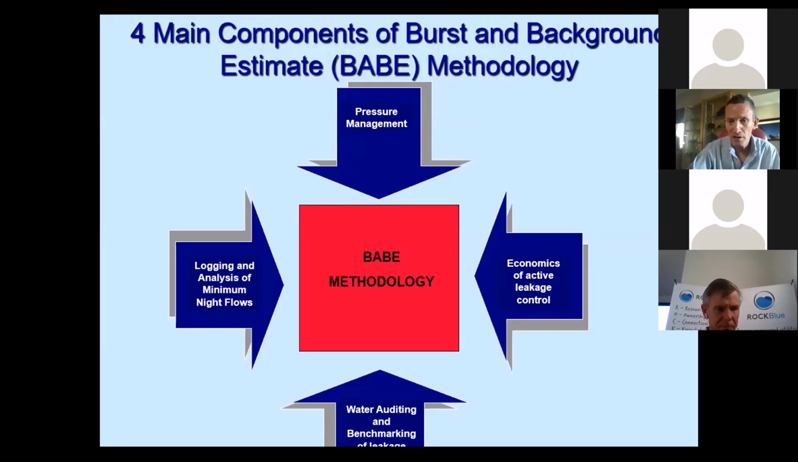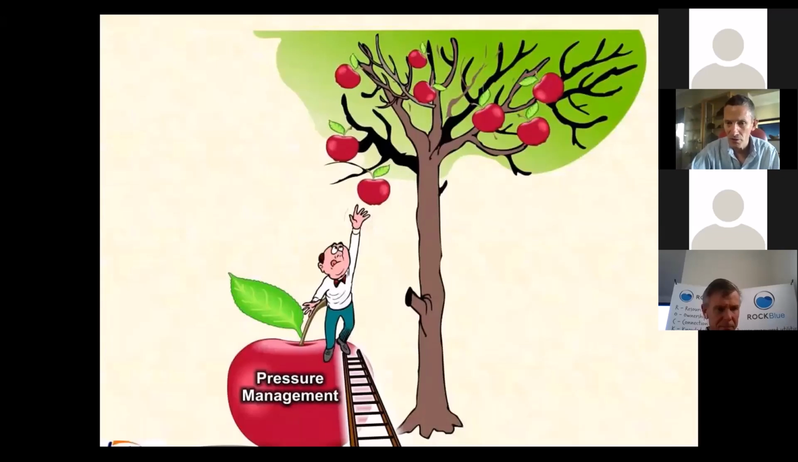The fourth element is pressure management, and that's the one we're going to talk about this afternoon. If we finish the presentation here, this slide basically sums it up in total. If you go away with one takeaway today, it's that pressure management is by far the low-hanging fruit of low-hanging fruits in the quest to reduce leakage in a water supply system.